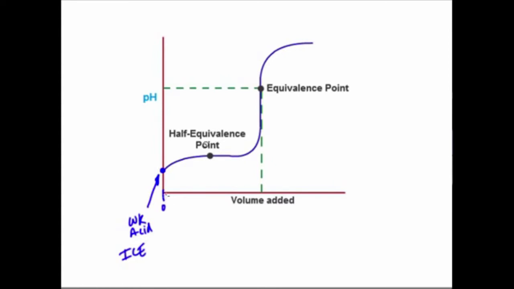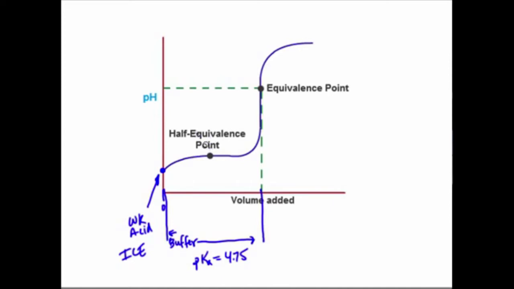Now, any point right after that, as soon as you get past that, is where the buffer starts, and our buffer ends right before this part right here. So all along this point here and here, what you have is a buffer system. That's why we have this flat part right here, because of that buffer. And our buffer is going to be maintained close to that pKa value, which in this particular problem was 4.75. So that would be your halfway point.